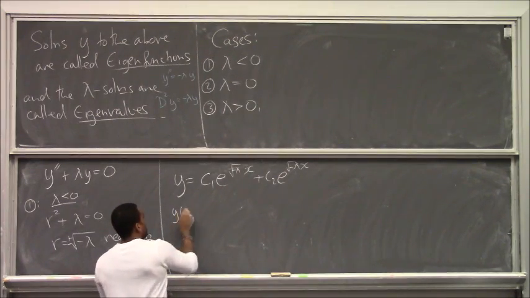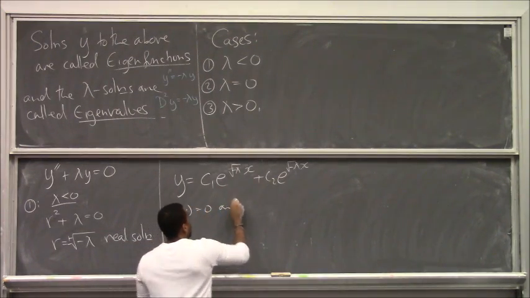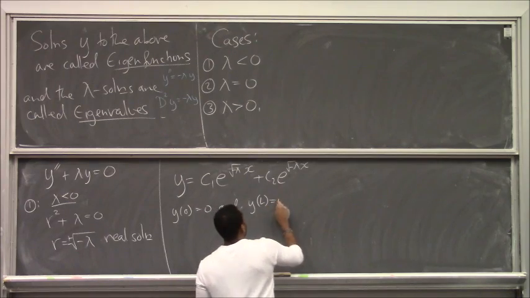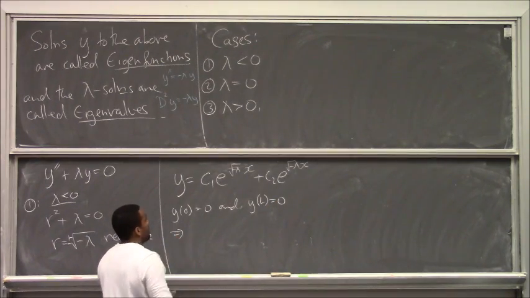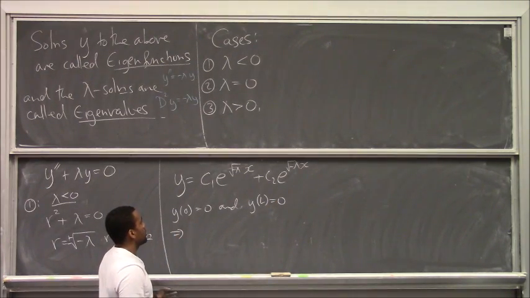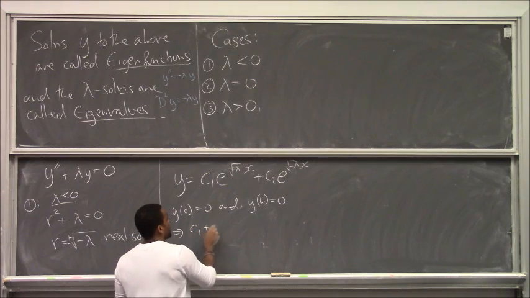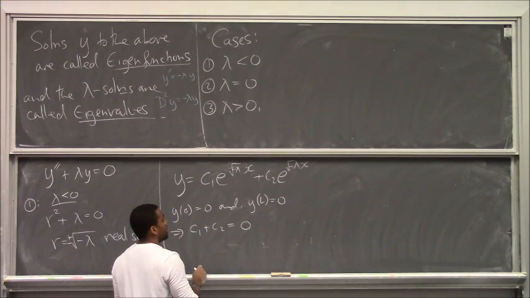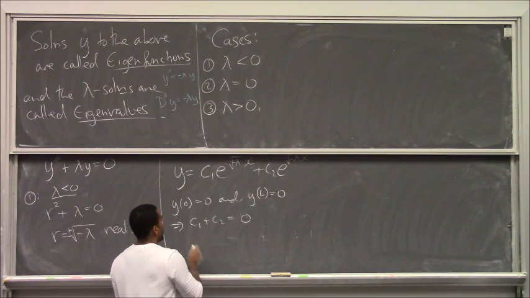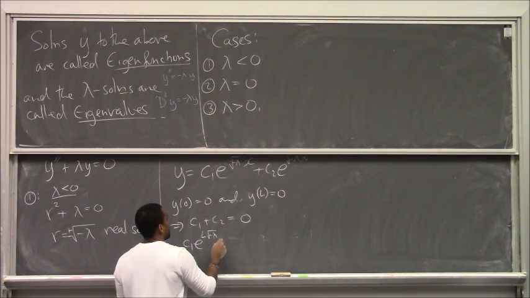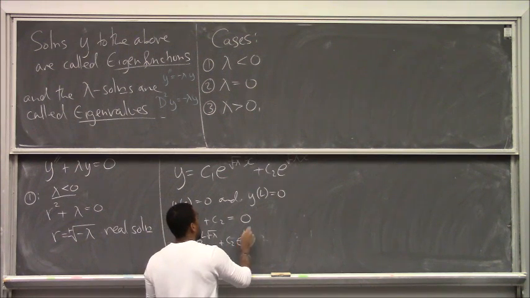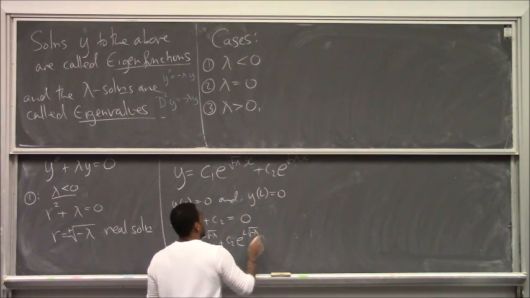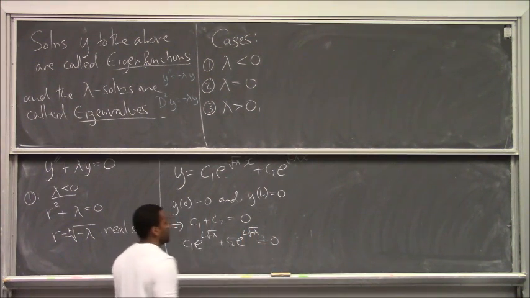Now, if I want y of 0 equals 0, and I want y of L to be equal to 0, this means if I plug in 0, I would get c1 plus c2 equals 0. And if I plug in L for x, I would get c1 e to the L radical minus lambda plus c2 e to the negative L radical minus lambda equals 0.